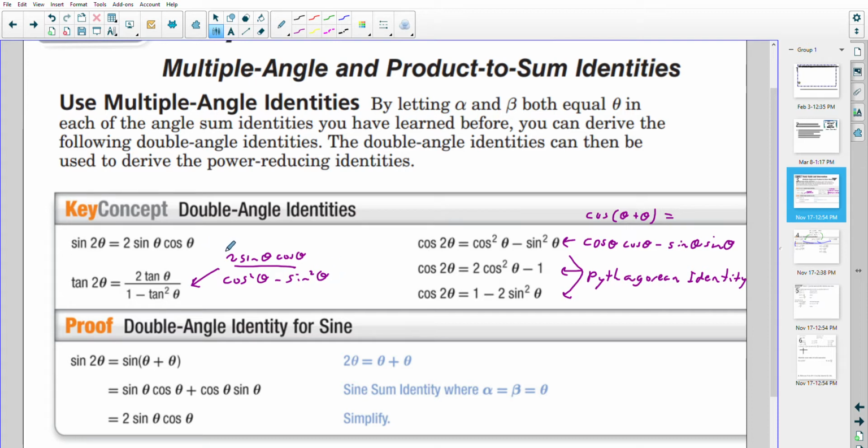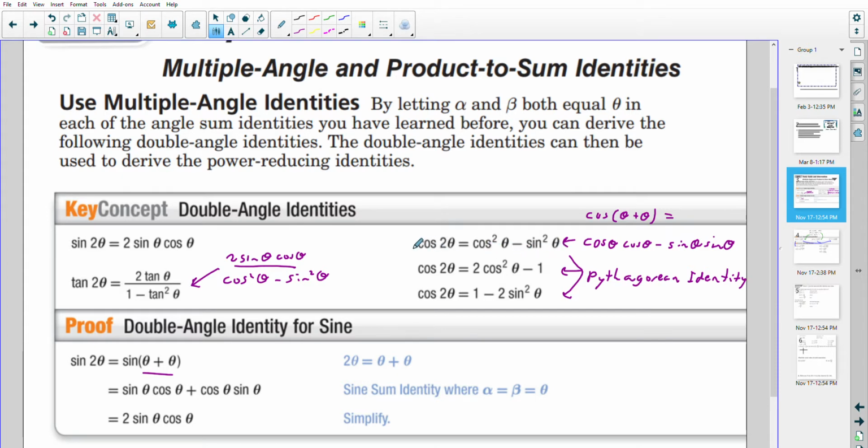First of all, if you had the sine of 2 theta, all you're doing is using the sum formula for the sine, plugging it in, and ending up with combining these two like terms to get the right side. The cosine of 2 theta is the same thing as cosine of theta plus theta using the sum formula. And when you do that, you would get this, which combines to cosine squared theta minus sine squared theta.